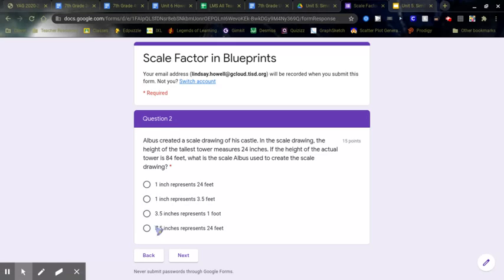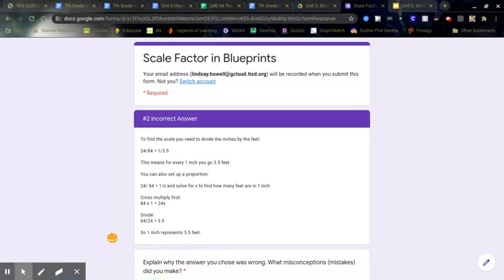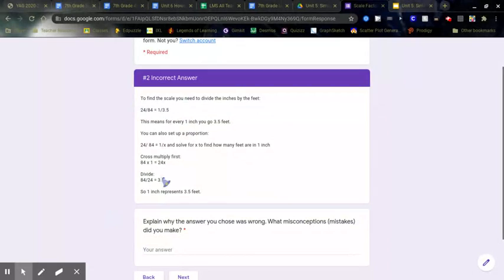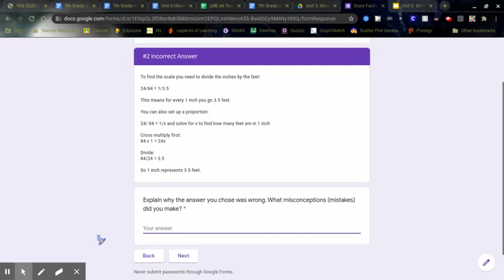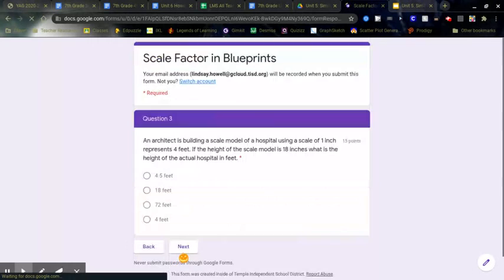I'm just going to pick something random here. If you look at that one, it says no, it's incorrect. And this is how you do it. Go through it, and if you did not do it correctly, tell me exactly where you messed up. For example, I set up the proportion correctly, but I did not divide correctly. And then you'll move on.